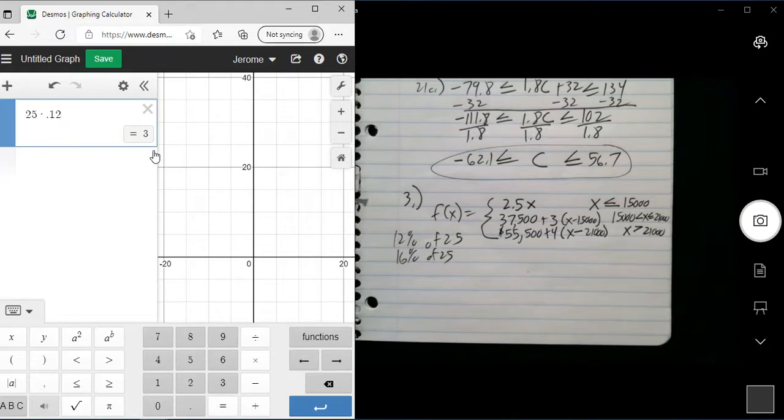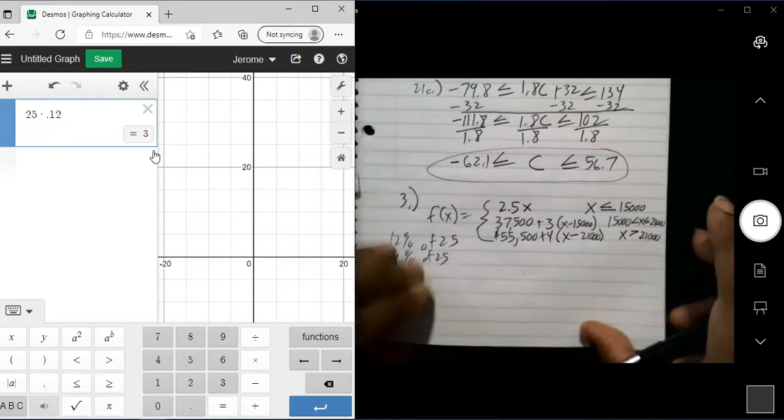Okay, now B. It says use your function from part A to determine whether the royalty is $46,500 when 18,000 books are sold. Is the royalty $71,500 when 25,000 copies are sold? If you do not obtain these answers when substituting into the function, then discover where you went wrong.